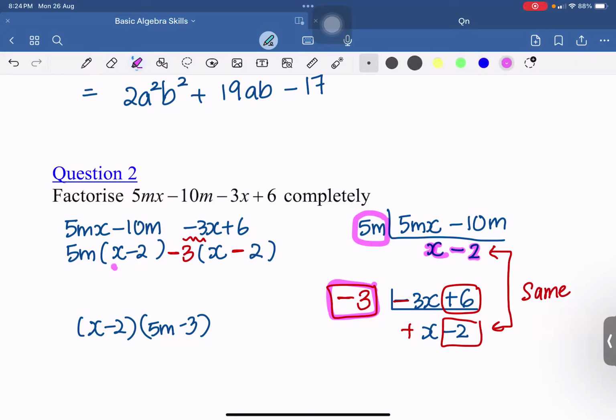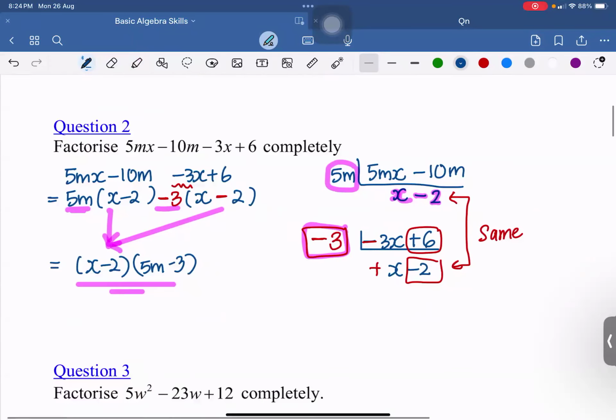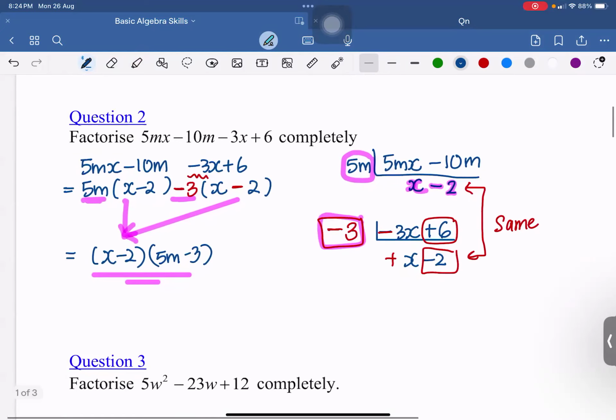Since the one that is repeated, we only write one time. Okay, so this is repeated. Then the other one will be 5m minus 3 inside the bracket here. Okay, have you gotten the answer? Right, if you're not sure, you need me to repeat, you can let me know again.